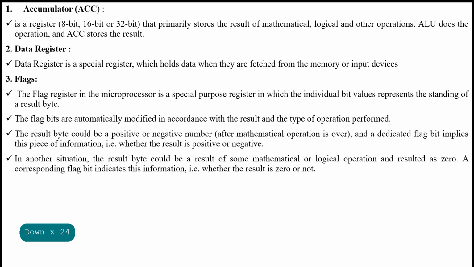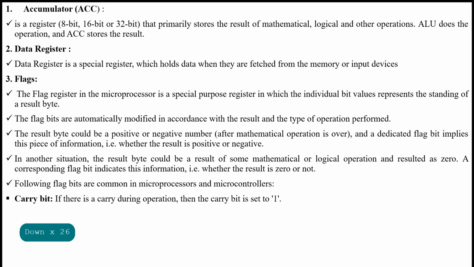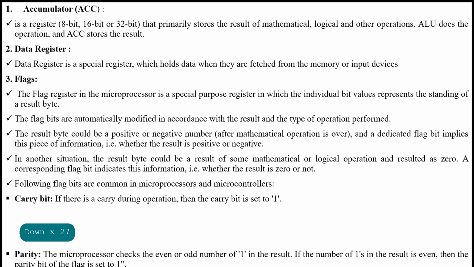Okay. In another situation, the result byte could be a result of some mathematical or logical operation and resulted as 0. A corresponding flag bit indicates this information, that is whether the result is 0 or not. Okay. The following flag bits are common in microprocessors and microcontrollers. That is first one, carry bit. If there is a carry during operation, then the carry bit is set to high. Otherwise, it is 0. Okay.